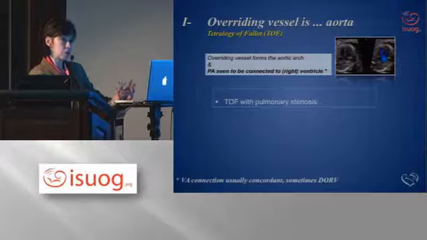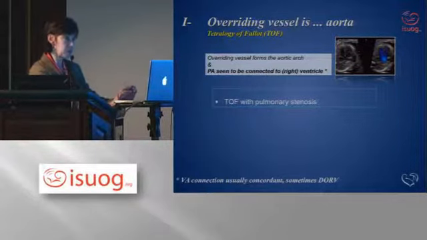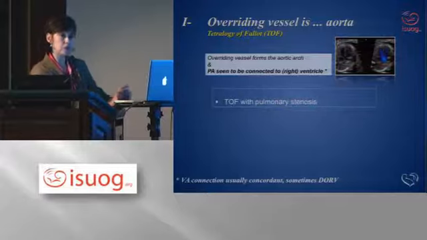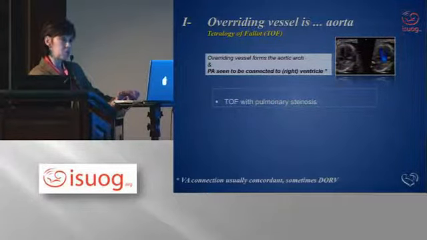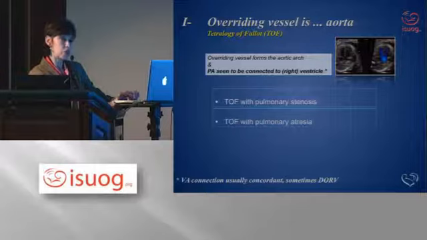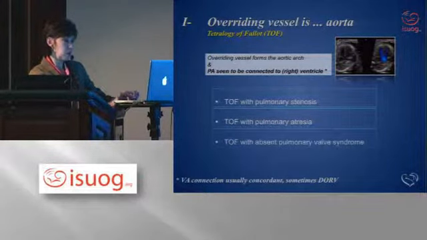Now, within this group of tetralogy, we still have subgroups, and it's important to get further details. Tetralogy is a whole spectrum of different types, different implications, different management in terms of timing and type of operation. The more common ones, tetralogy with pulmonary stenosis, but you can also have tetralogy of Fallot with pulmonary atresia and tetralogy of Fallot with absent pulmonary valve syndrome.